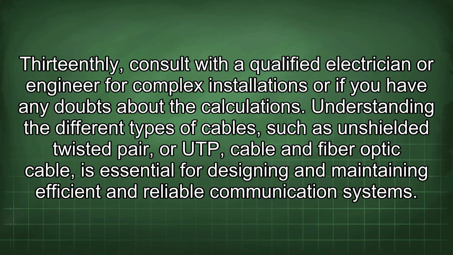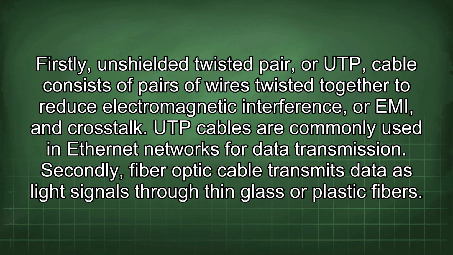Understanding the different types of cables, such as unshielded twisted pair, or UTP, cable and fiber optic cable, is essential for designing and maintaining efficient and reliable communication systems. Firstly, unshielded twisted pair cable consists of pairs of wires twisted together to reduce electromagnetic interference, or EMI, and crosstalk. UTP cables are commonly used in Ethernet networks for data transmission.